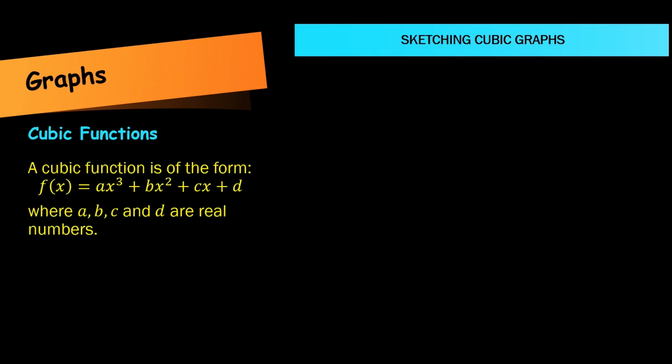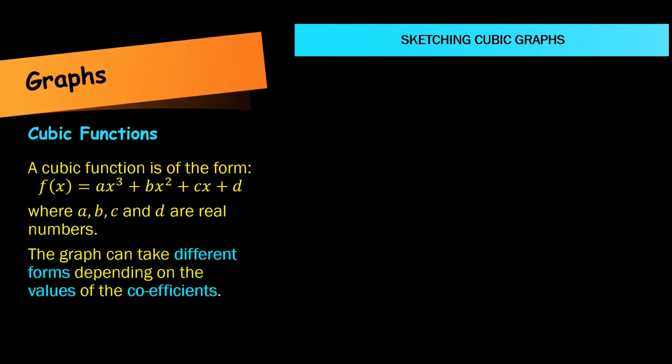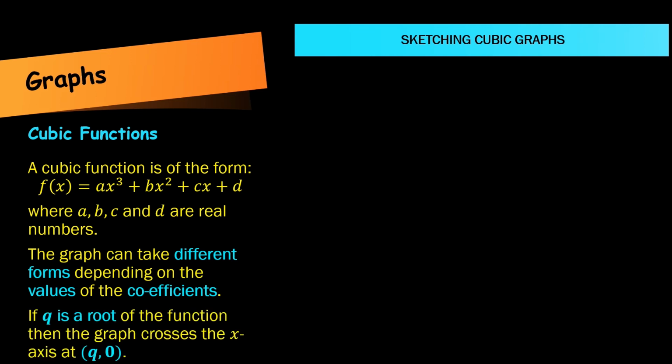Before we go on to the next exercise, let's take a quick look at cubic functions. A cubic function is of the form f(x) equals ax cubed plus bx squared plus cx plus d, where a, b, c and d are real numbers. We can express f(x) in its factorized form as well, if it's possible to do so. The graph of f(x) can take different forms depending on the values of the coefficients. Remember also that if q is a root of the function, then the graph crosses the x-axis at (q, 0).